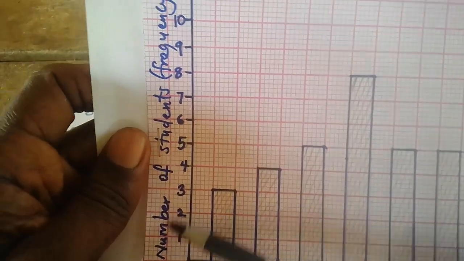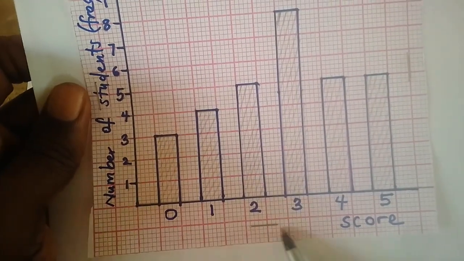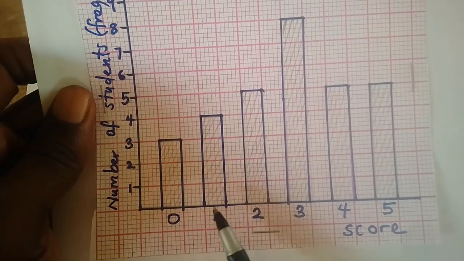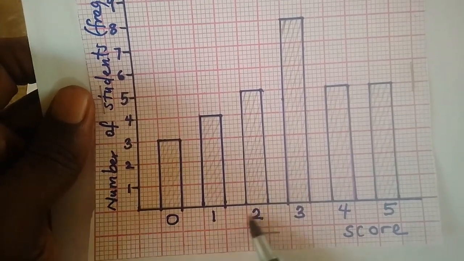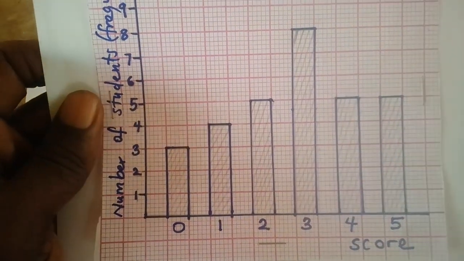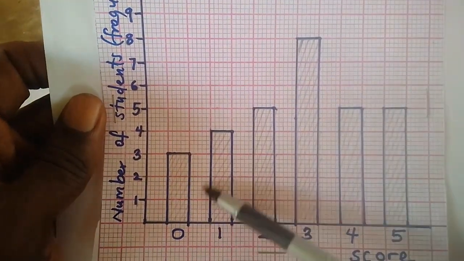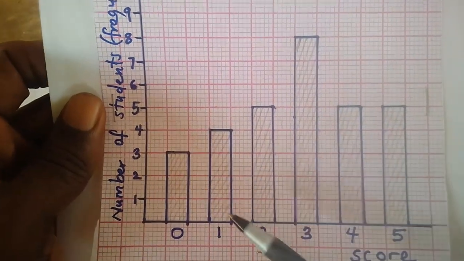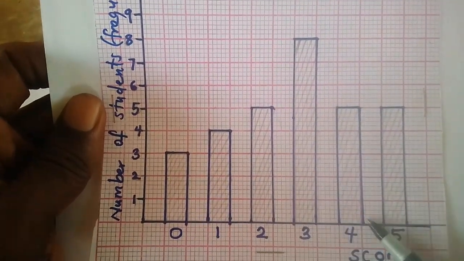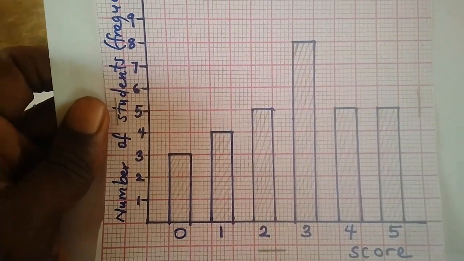On the vertical axis, that is where you have the frequency, and on the horizontal axis, whatever you are representing will be placed. Then on a bar chart, you ensure that there are spaces in between the bars. You can see the even spaces in between the rectangular bars.